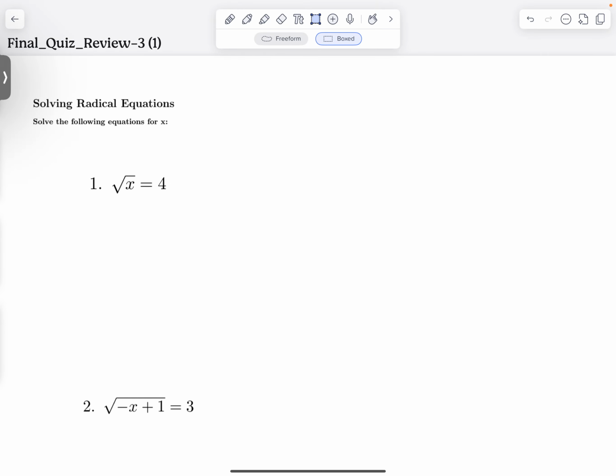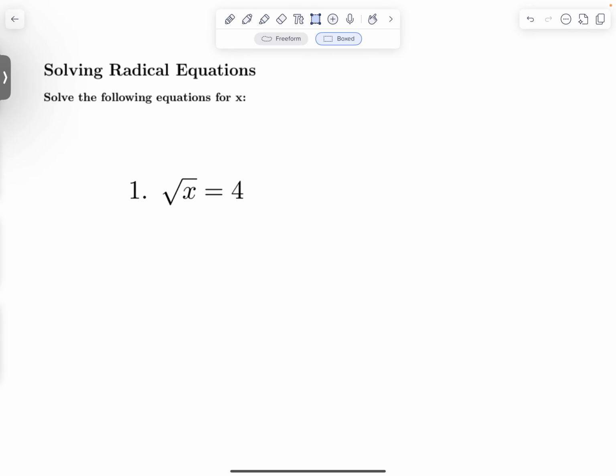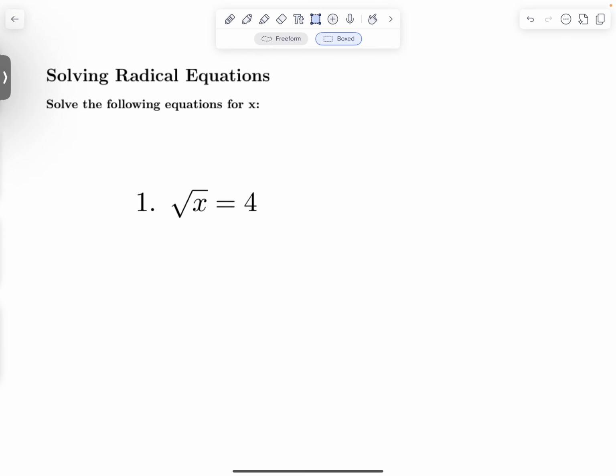Hello, today we're going to talk about solving radical equations. Solving a radical equation is just like solving any other equation, except we have to use a different method to get the x all by itself. Remember, our goal for solving equations is to get x by itself on the left side and some value on the other side. So, how do we do this with radical equations?